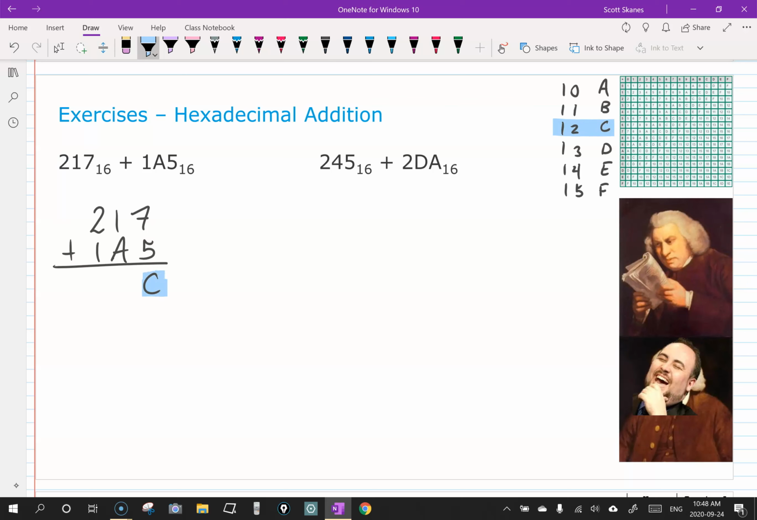Hopefully you can figure out why that is or make some sense of that. We're allowed to put 15 different numbers in a single space, which is why hexadecimal is so useful. In the next column, we have 1 plus A. A is 10.